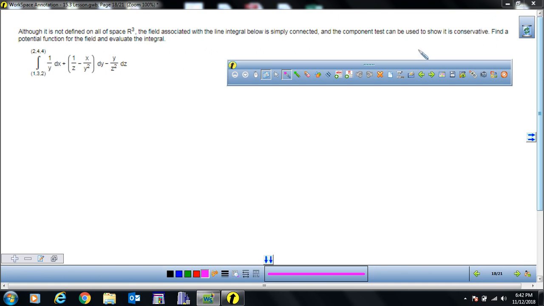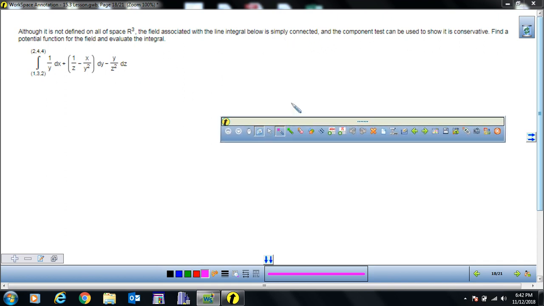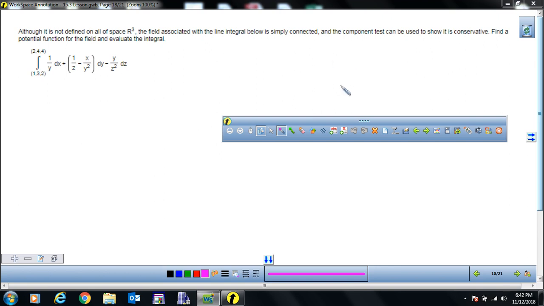Okay, let's find a potential function for this one. So it says that although it is not defined on all space, the field associated with this line integral below is simply connected. What it's saying basically is that this is not defined over all values in space, because it of course has values for which it is undefined. Okay, but if it was to be sketched, the graph will be simply connected. Simply connected means not overlapping, and it will be connected like this, if it was to be sketched.